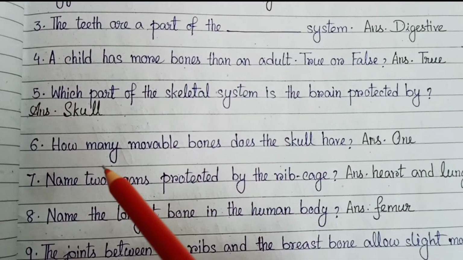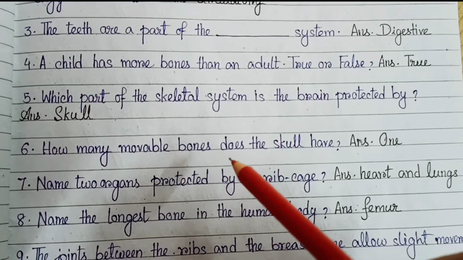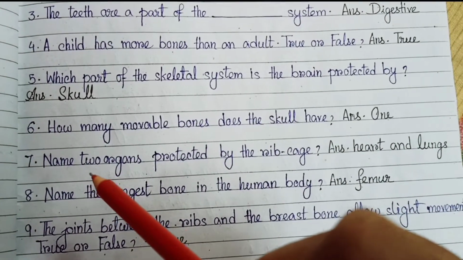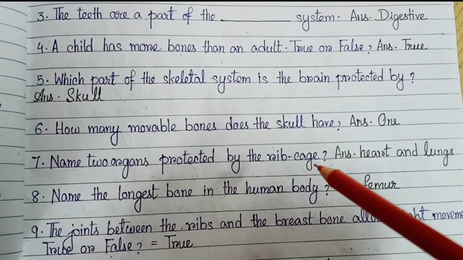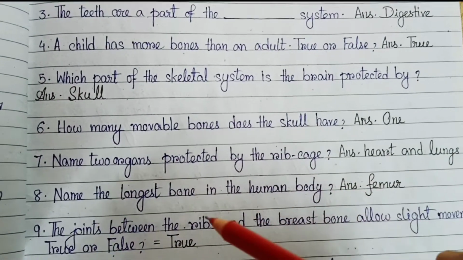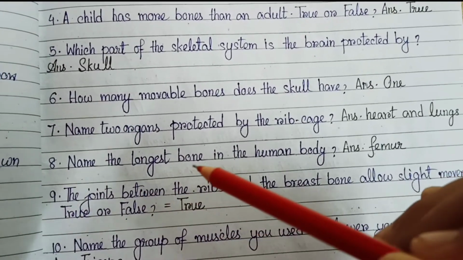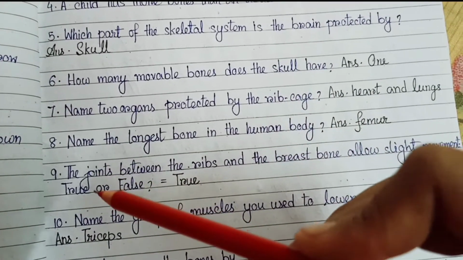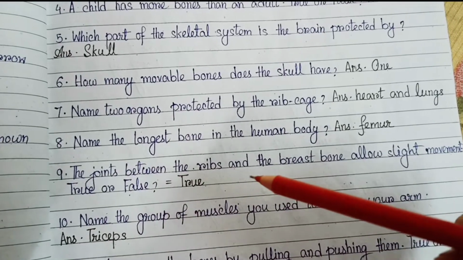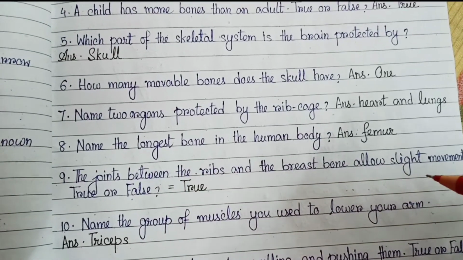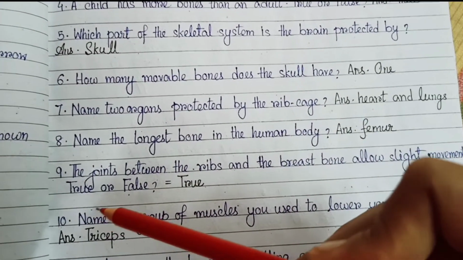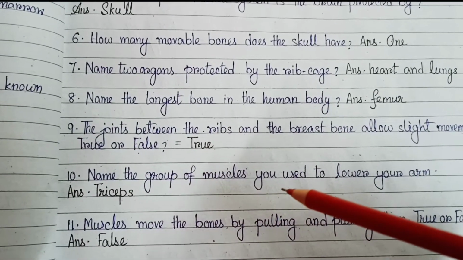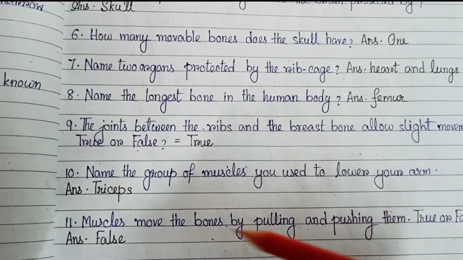Number 5, which part of the skeletal system is the brain protected by? Skull. Number 6, how many movable bones does the skull have? One. Number 7, name two organs protected by the rib cage: heart and lungs. Number 8, name the longest bone in the human body. Answer, femur. Number 9, the joints between the ribs and the breastbone allow slight movement. True or false? True. Number 10, name the group of muscles you use to lower your arm.